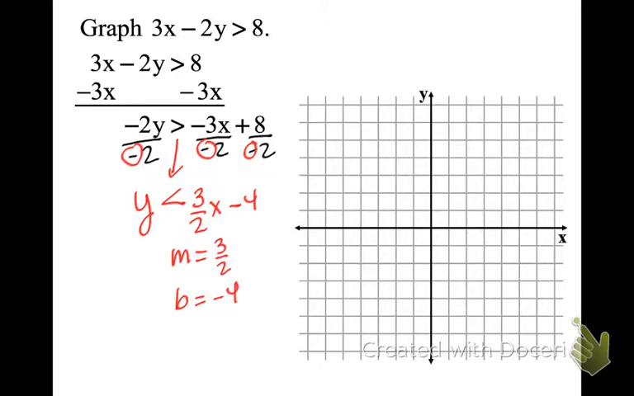We start at 1, 2, 3, 4. And then I'm going to rise 1, 2, 3, run 1, 2. Rise 1, 2, 3, run 1, 2. Finish it up. Rise up 3, go to the right 2. No, you finish it up on your own.